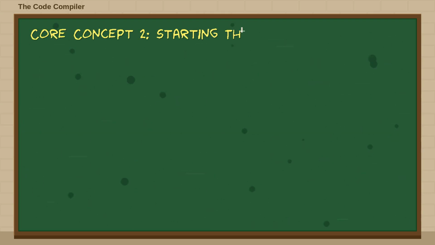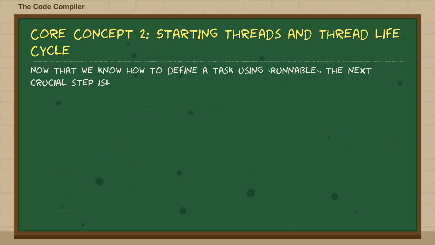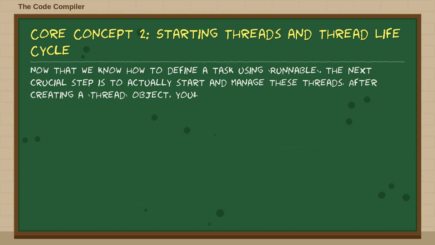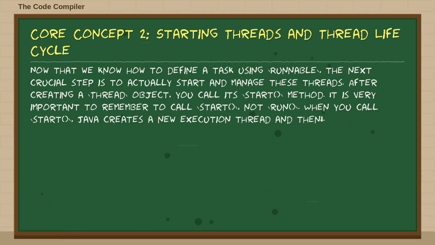Now that we know how to define a task using Runnable, the next crucial step is to actually start and manage these threads. After creating a Thread object, you call its start method. It is very important to remember to call start, not run. When you call start, Java creates a new execution thread and then calls the run method of your Runnable on that new thread. If you mistakenly call run directly, the code will execute on the current thread, defeating the purpose of multithreading entirely.